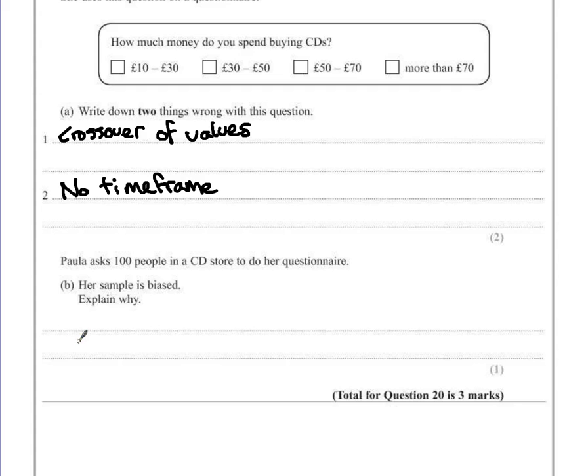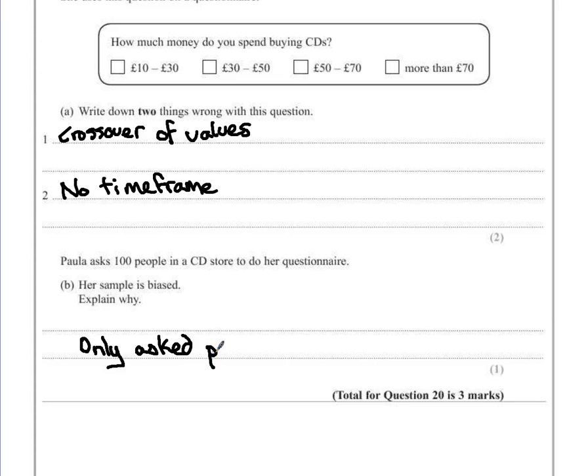So she's limiting the places that she's gone. If she only asks people in a CD store, of course they're there to buy CDs. And it's going to be biased towards those people, ignoring people that don't go into that specific shop. Maybe there's people that go into different shops, or people that just don't buy CDs. So it gives a very biased view of people.